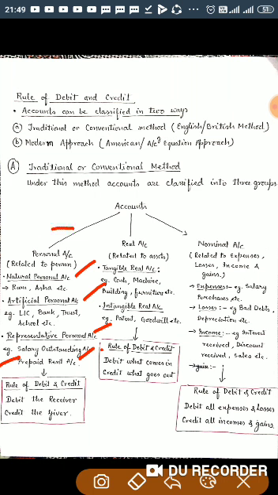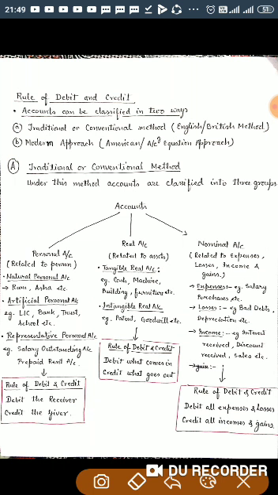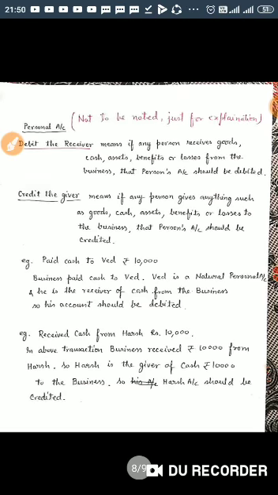So if a transaction contains a personal account, then the rule for personal account is: debit the receiver, credit the giver. Debit the receiver, credit the giver. What does it mean? Debit the receiver and credit the giver. It can be understood by this.